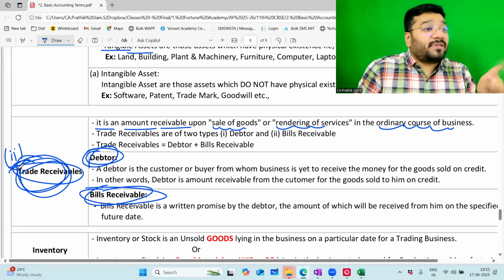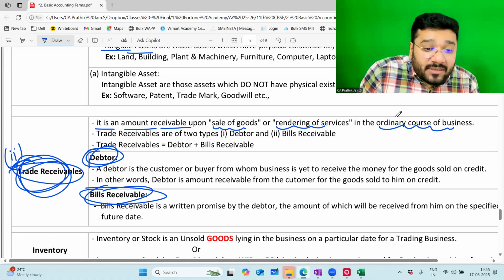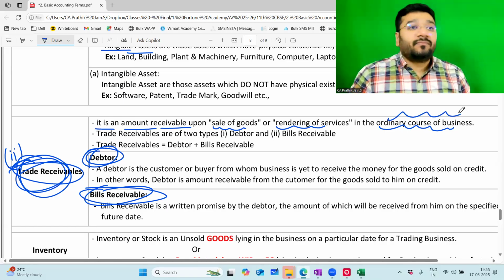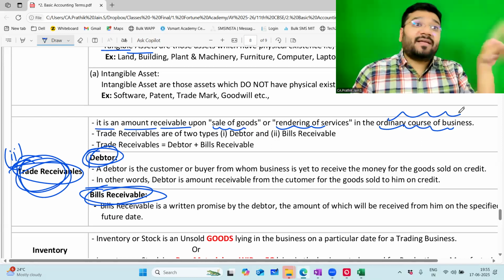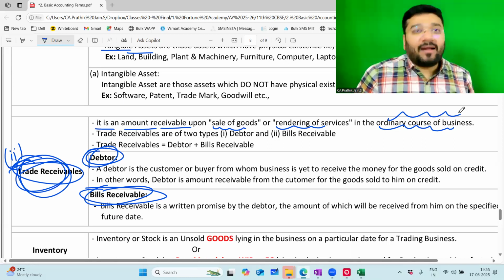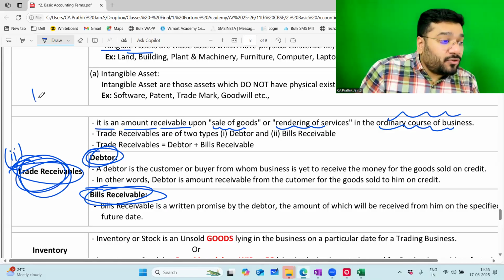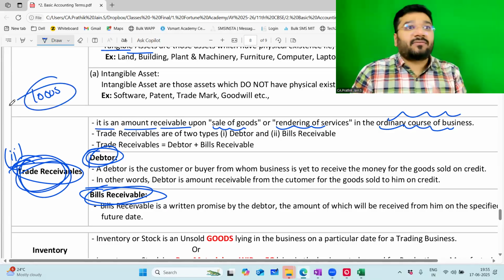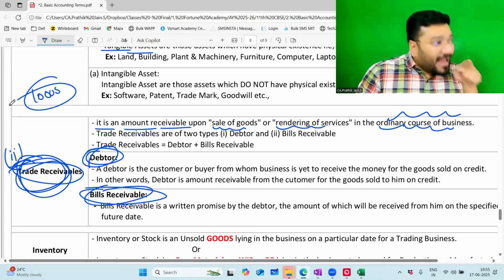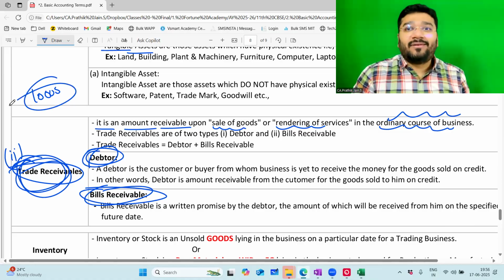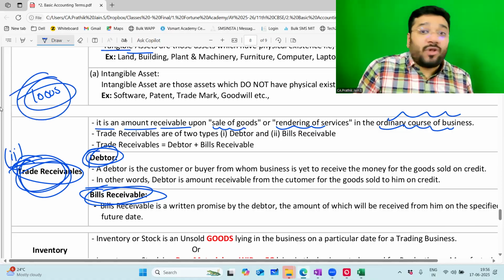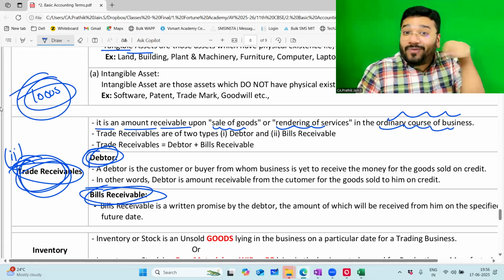Trade receivable is something which is an amount receivable in the ordinary course of business. Ordinary course of business. I put 1 lakh rupees in a fixed deposit in the bank. The bank has to pay me 10,000 rupees as interest. I've not received it, yet to receive. Can I classify this as trade receivable? No. Because this 10,000 is not money to be received in my ordinary course of business.